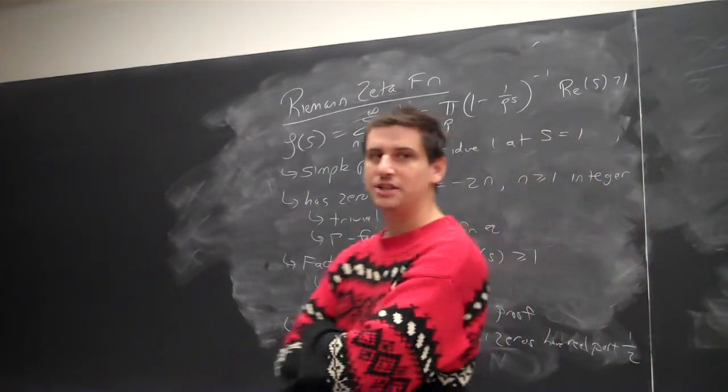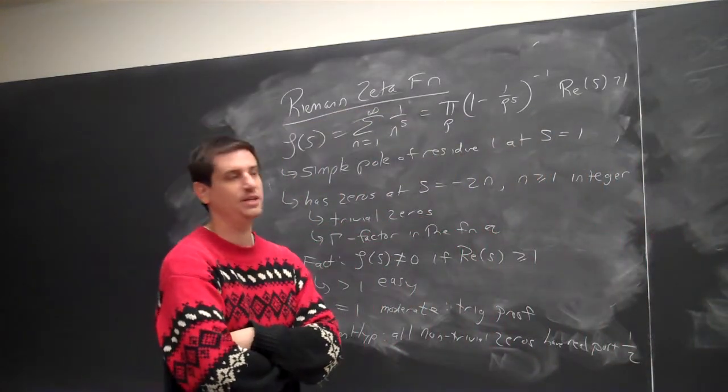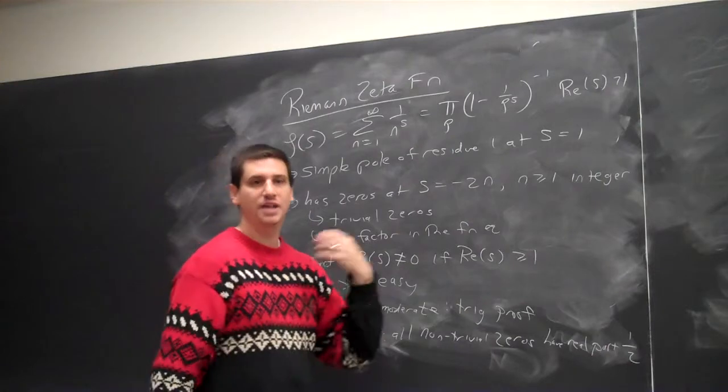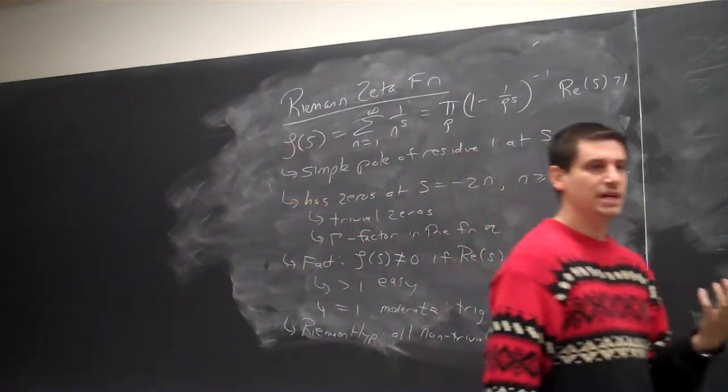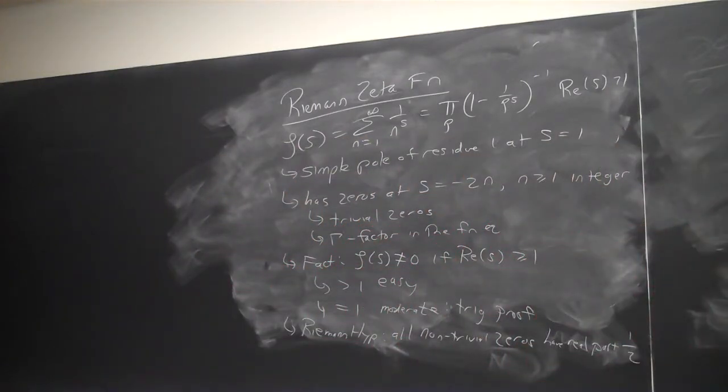One of the ways we calculate the values of the Riemann zeta function, or calculate the zeros of the Riemann zeta function, and this was one of the suggested homework problems, is there's a function related to the Riemann zeta function which is real valued on the real line.